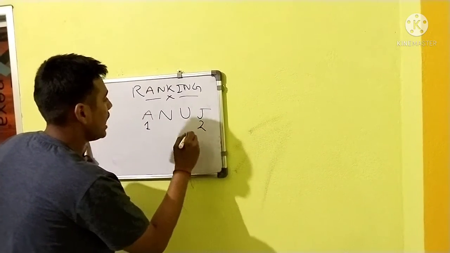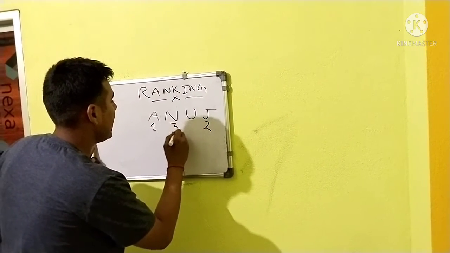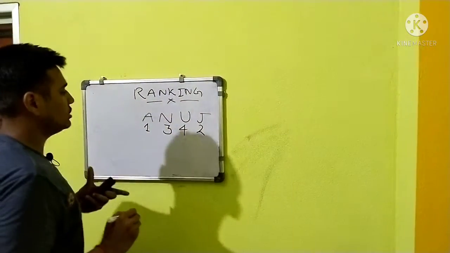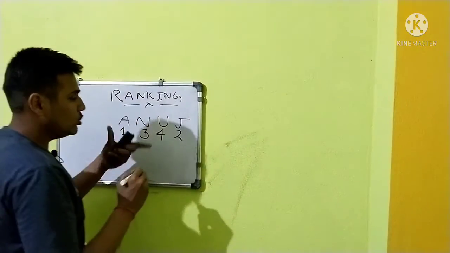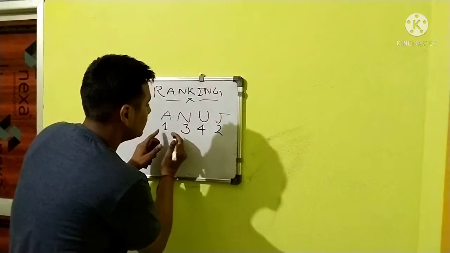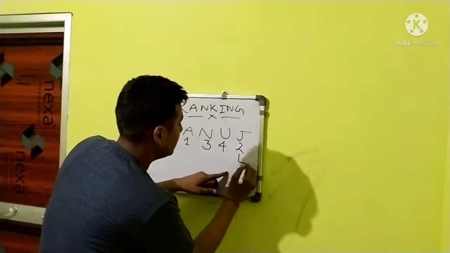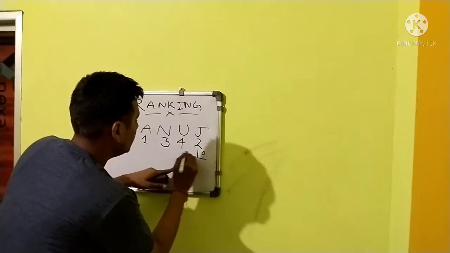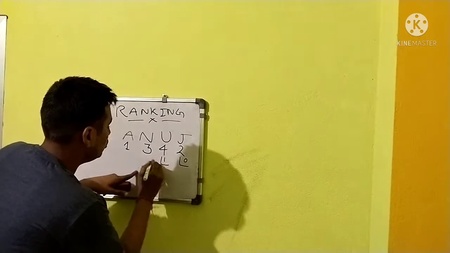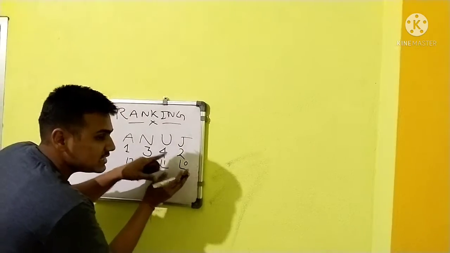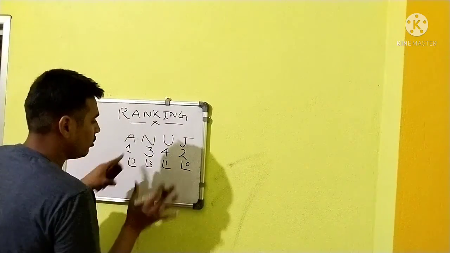J. After that N. After that U. This is the most important concept. After that, what will you do? From left to right, you will give 0. You will have to give 0 factorial, 1 factorial, 2 factorial, 3 factorial in a systematic way. It is just a short trick.